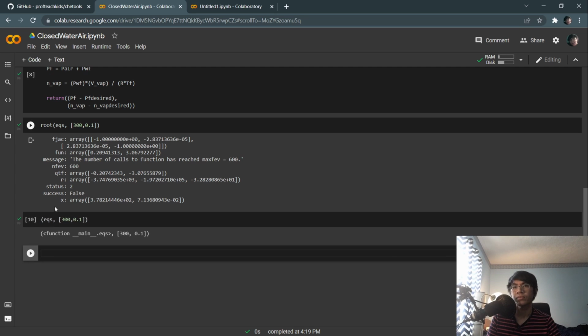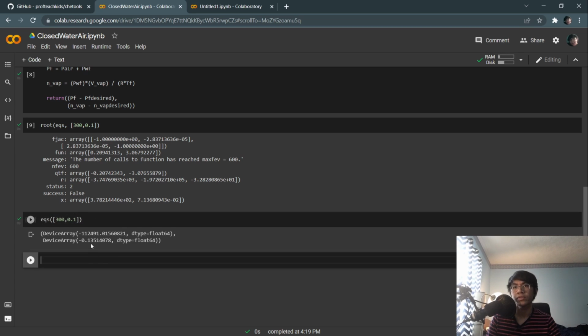Okay, oh, I see what the problem is. We need to evaluate just our function at, yep, here we go. So that is not even close to 0, but it was as close as we were going to get, even though I believe it should be around 10 liters, so 0.01 for cubic meters.